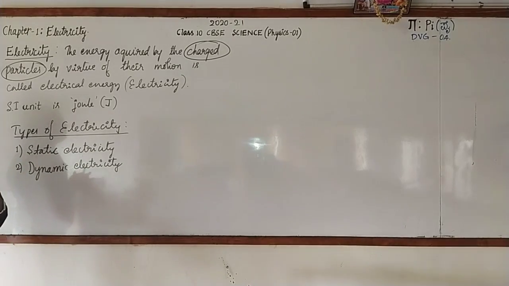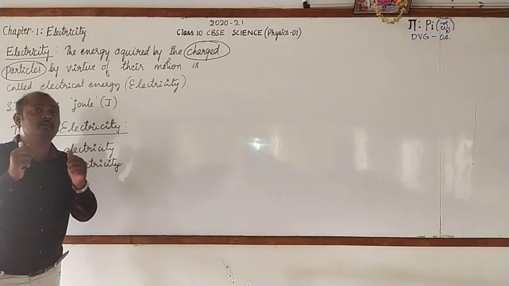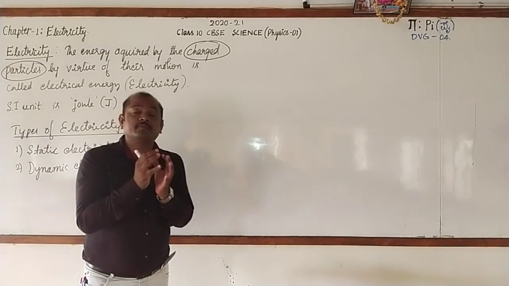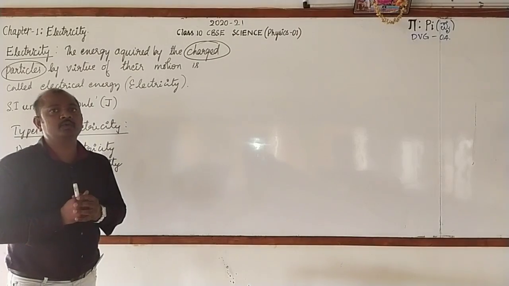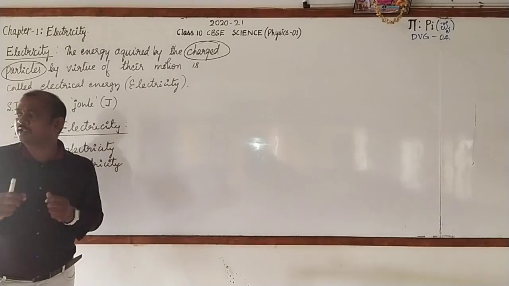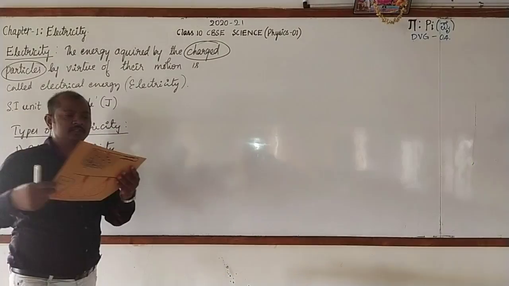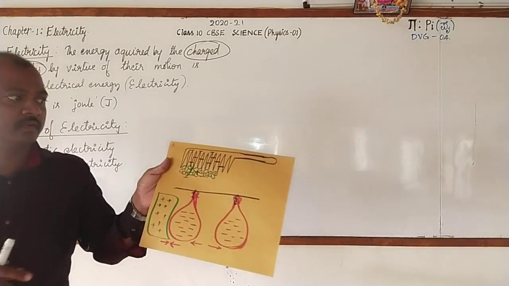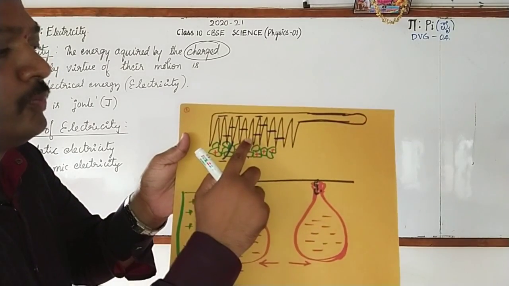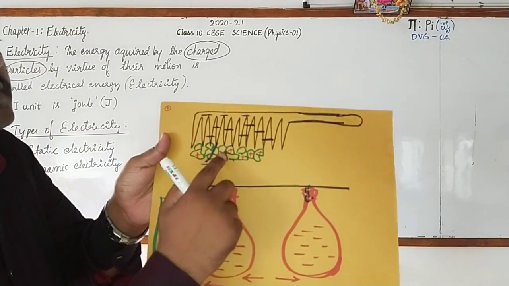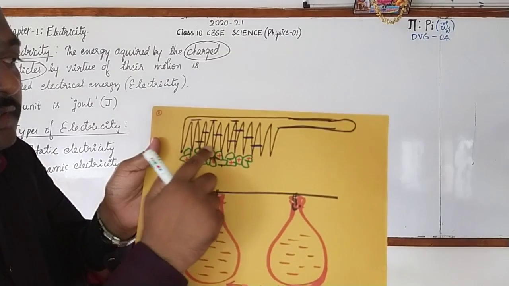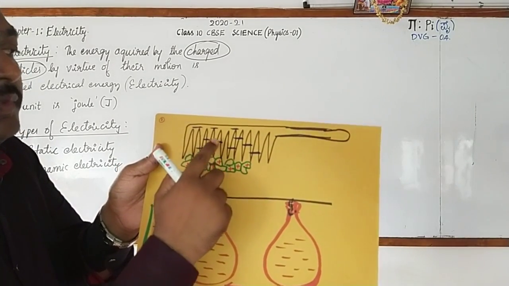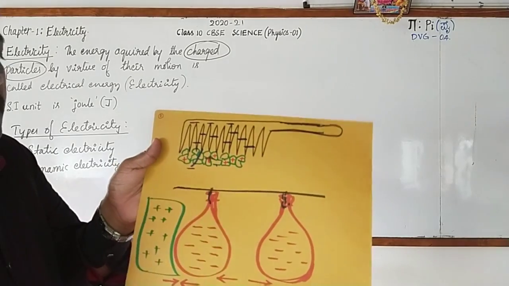Here we have been using the word charge. Then what is a charge? How will it be? From where does it come? So now let me tell you one by one. The charge, again I go for showing the chart where the charges are addressed. You can observe here the charged comb is attracting the small pieces of paper. That means there is a force, the force which exists between the charged particles.